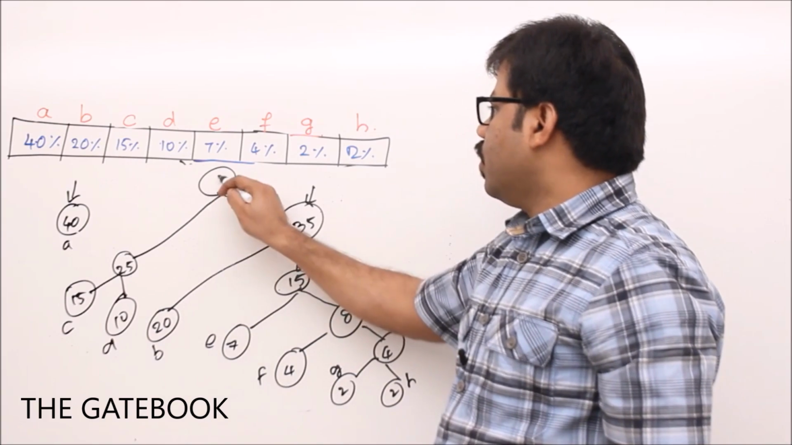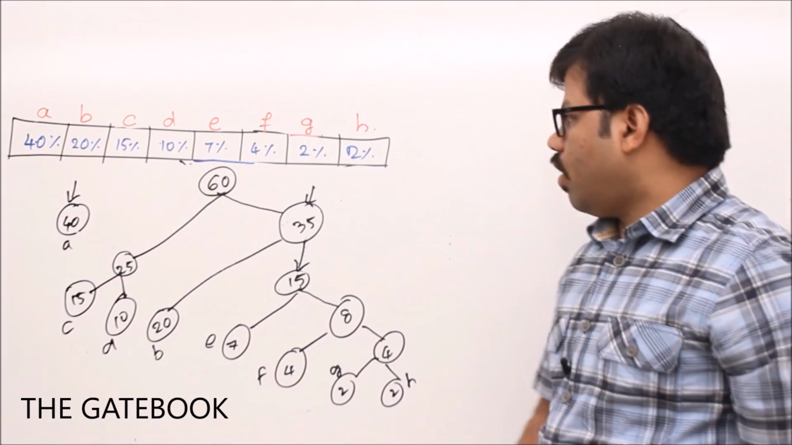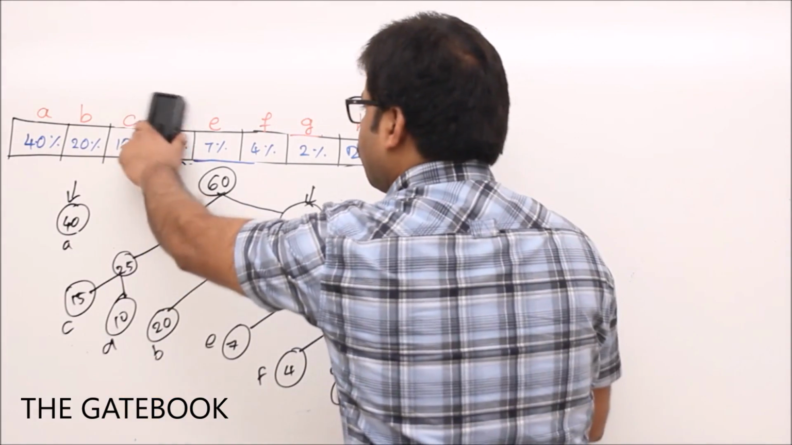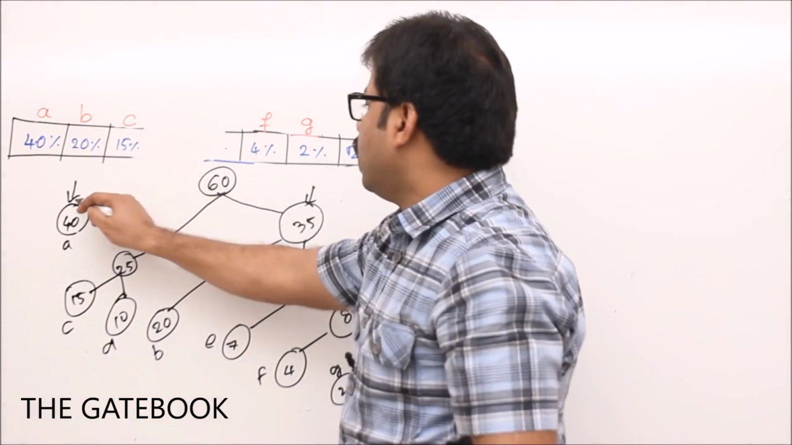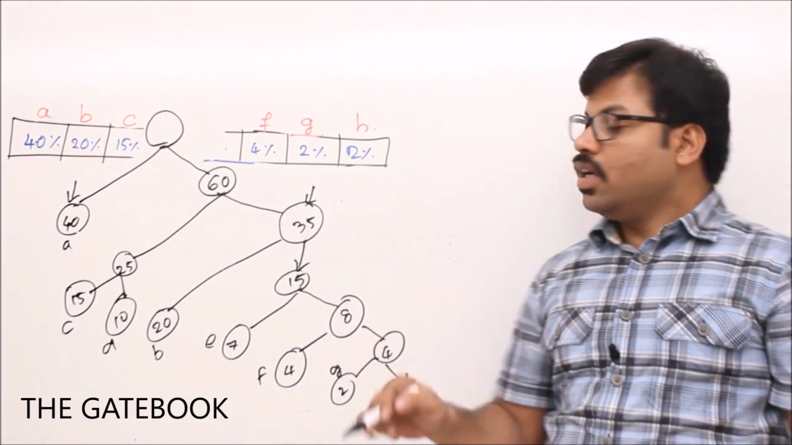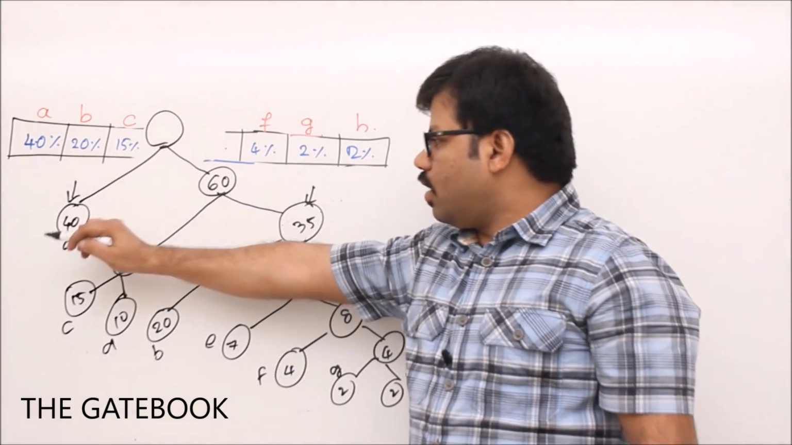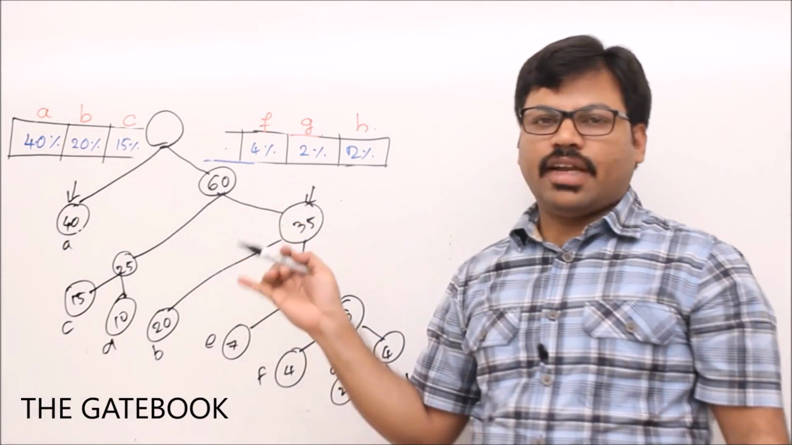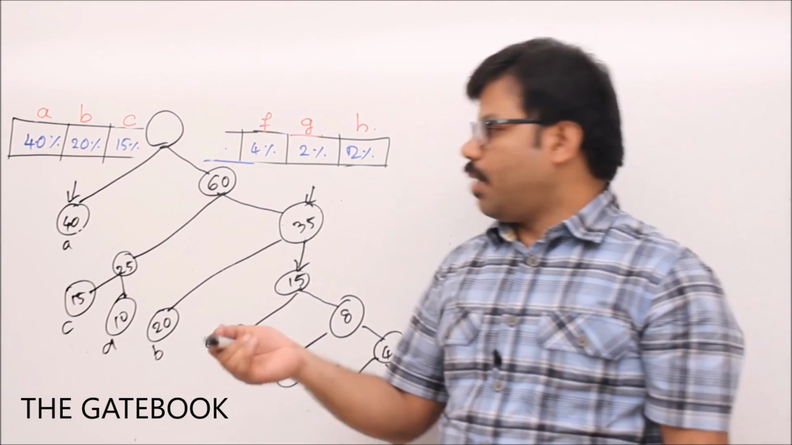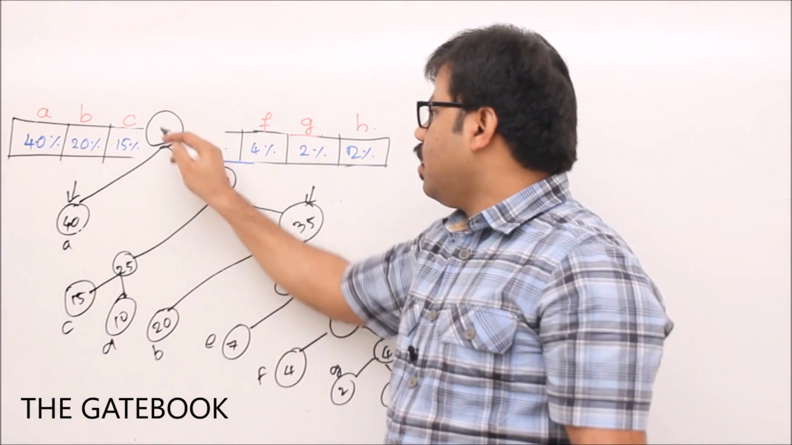25 plus 35, 60. After that, we now have 40 and 60. Then you merge these two, and you get it like this: 40 plus 60, 100. Sometimes people always keep the smaller frequency on the left side and the bigger frequency on the right side, but it's not compulsory. That is just custom, just habit. So 40 plus 60, 100.